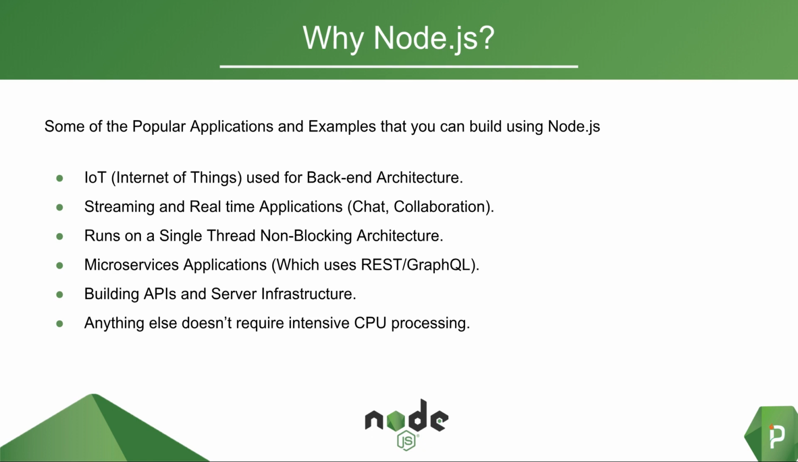Microservices applications, which use RESTful APIs or even GraphQL, can of course be created using Node.js. You can build APIs and server infrastructures, and anything else that doesn't require intensive CPU processing. Data intensive is okay, but CPU intensive isn't that great because it runs on a single thread, so you just need to keep it away from that. Other than that, you can do anything with Node.js. It's specifically designed for handling APIs and RESTful APIs, in particular HTTP requests.